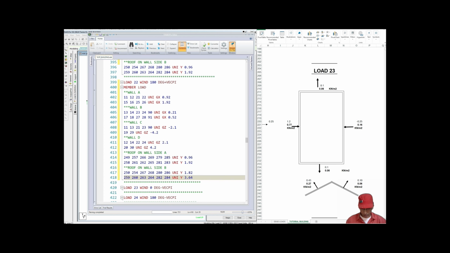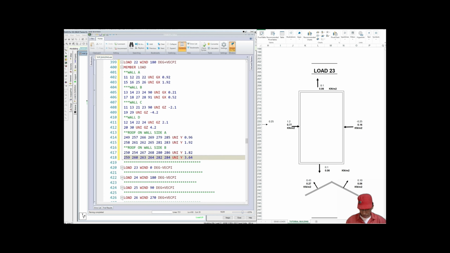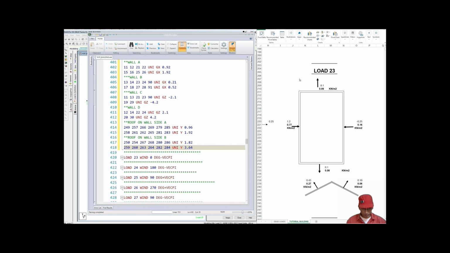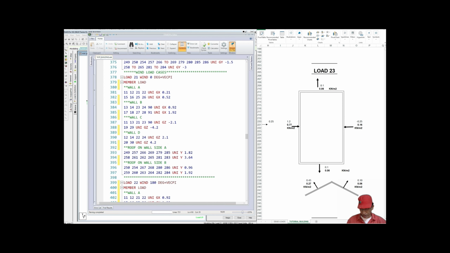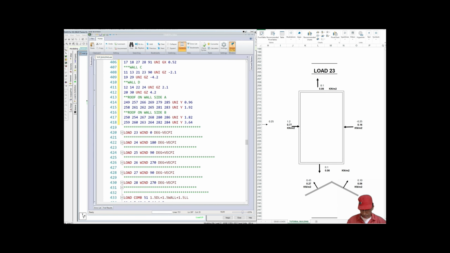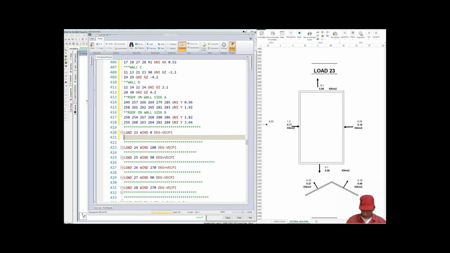The next load case is load 3, wind 0 degree, negative CPI. Now for this negative CPI we see on wall A 0.77 kN per meter square, but on wall B it is in negative x direction. So let us again go to load number 21, copy it, paste it below load number 23.